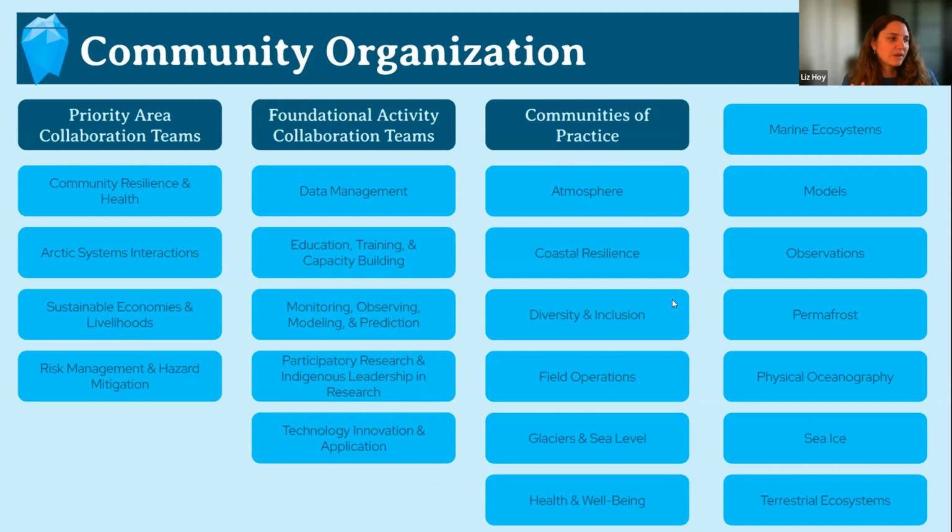So the way this is now organized, we have the priority area collaboration teams, the foundation activity collaboration teams, and then a number of communities of practice. There are four priority area teams, and any of the communities of practice could be helping to provide a knowledge base to the different priority area teams. I think our team in particular is very related to Arctic Systems interactions. We have a lot of deliverables that match up with what Arctic Systems are about. But we also found some overlap with risk management, and you can find overlap with any of these teams really. And then there are what's called foundational activities and collaboration teams.